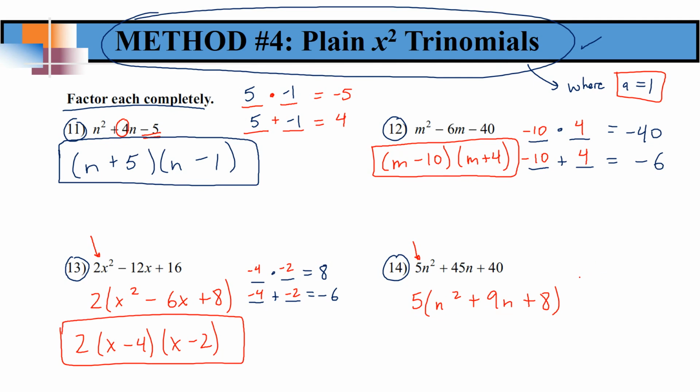And then in this one, we'll use our blanks method, right? Blank times blank equals 8. Blank plus blank equals 9. Well, 8 times 1 is 8. 8 plus 1 is 9. So we keep the 5 in front. We already factored that out. And we have n plus 8 and then n plus 1.